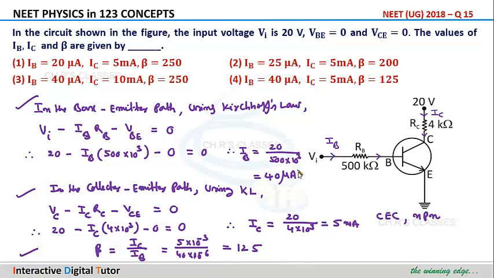So the base current is 40 microamperes, collector current is 5 milliamperes, and beta is equal to 125. And option 4 is our correct answer.